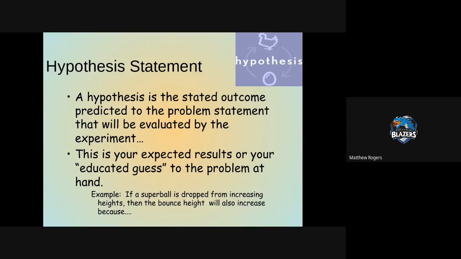Okay. So you will see I have an example here. If a super ball is dropped from increasing heights, then the ball height will also increase, because you will see there two or three really big things. One, it's an if then statement. And the if part is kind of what's going on in the experiment. The then is what you kind of think is going to happen. And then the because is the reasoning. We just did claim, evidence, and reasoning the last couple of days. So here you have the experiment, the result, and then the reasoning.